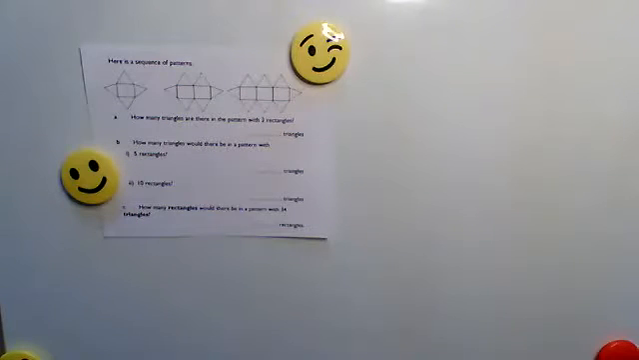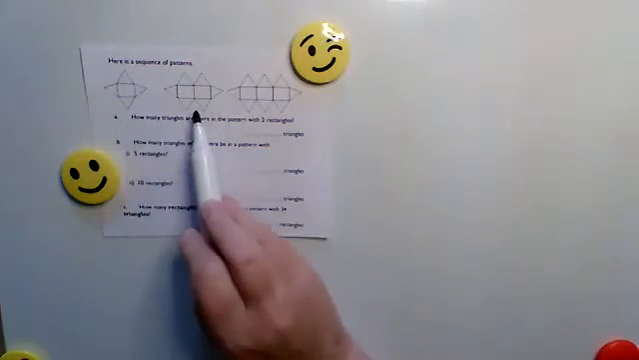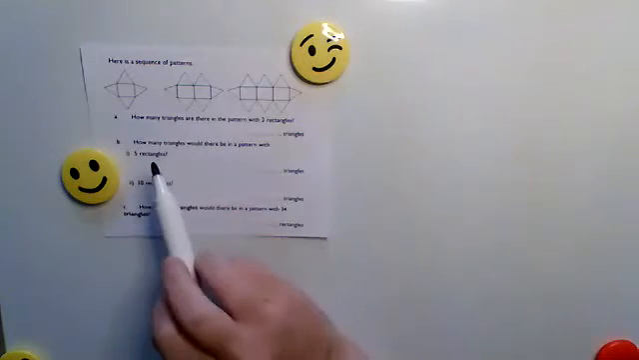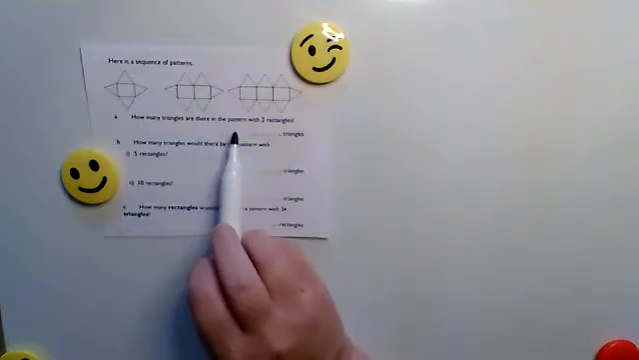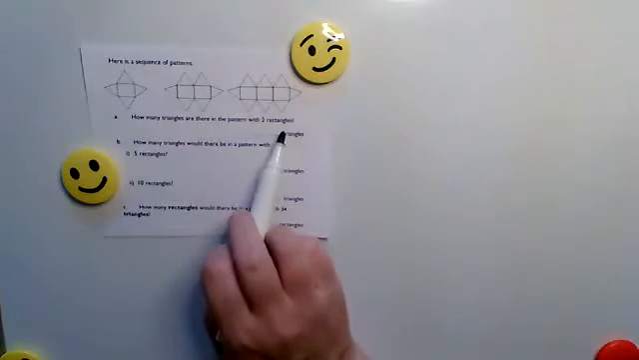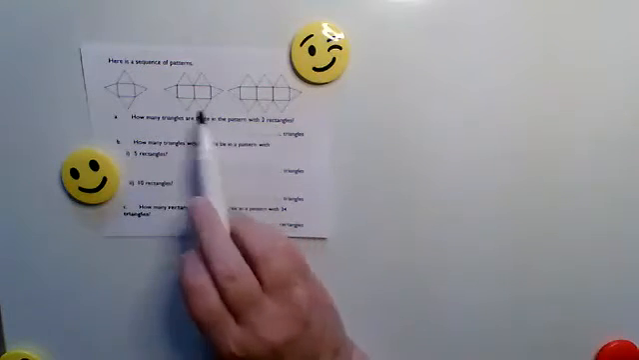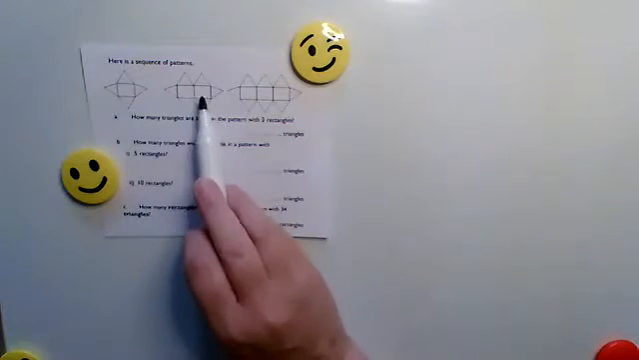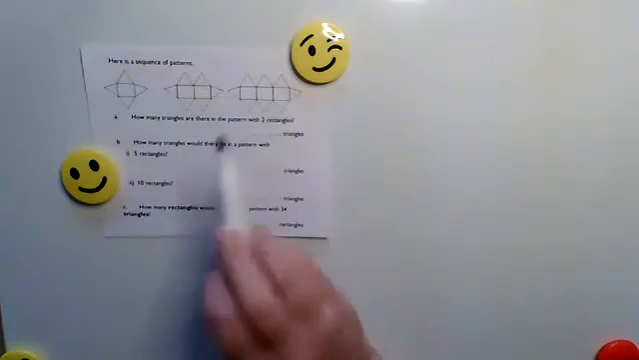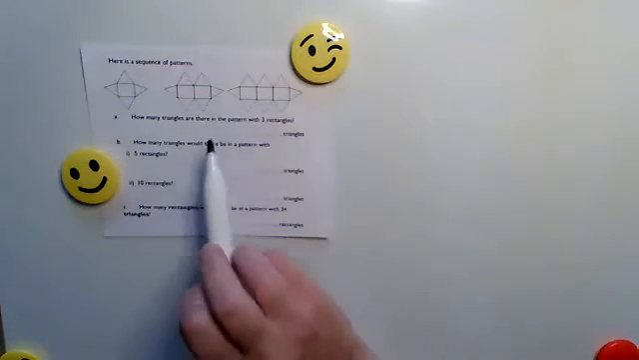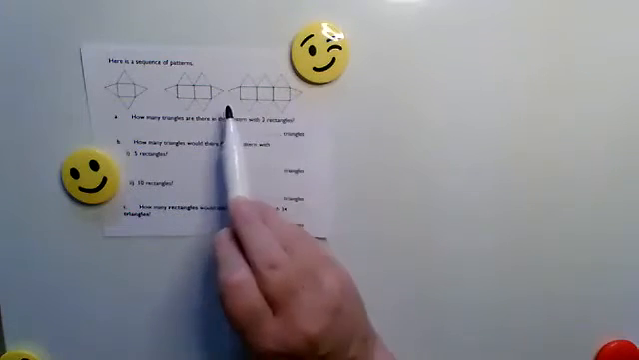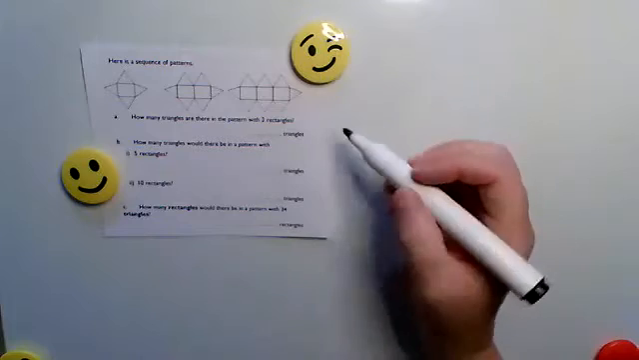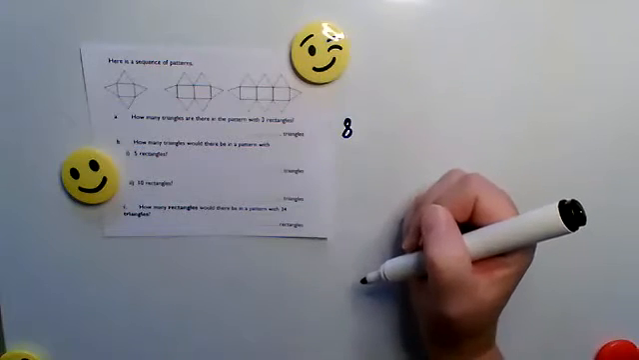In this problem, we are given a sequence of shapes. So the first question says, how many triangles are there in the pattern with 3 rectangles? So this is easy enough. That's got 1 rectangle, this has got 2, this has got 3 rectangles in it. So how many triangles are there? Well, there's 3 there and 3 there, so that's 6, and 7, 8. So the answer to the first question is there are 8 triangles.